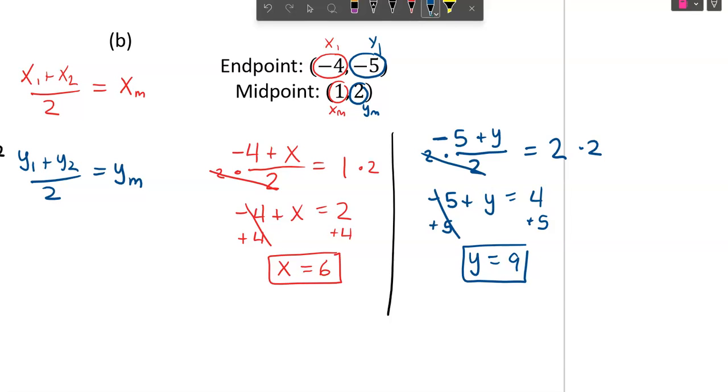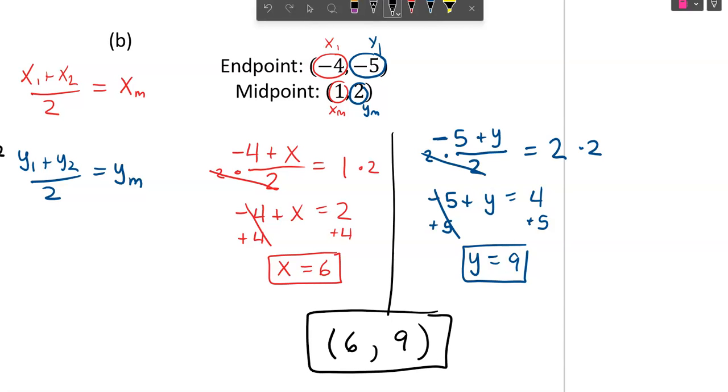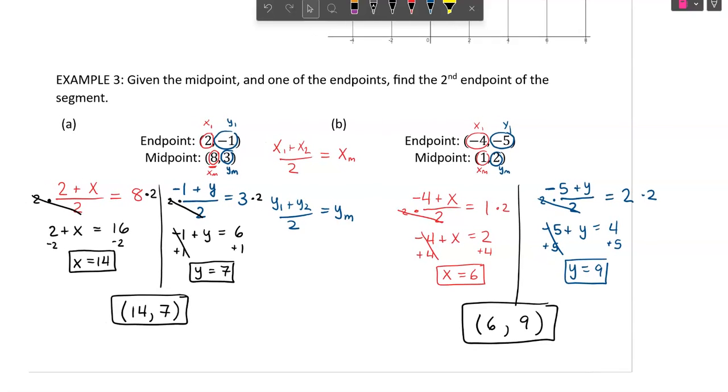And these are the same answers we got from the original video, but we're looking at it from a different lens, from an algebraic lens. And so my other endpoint here is going to be (6, 9).